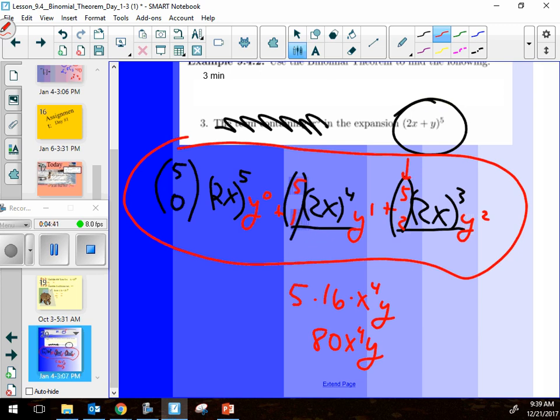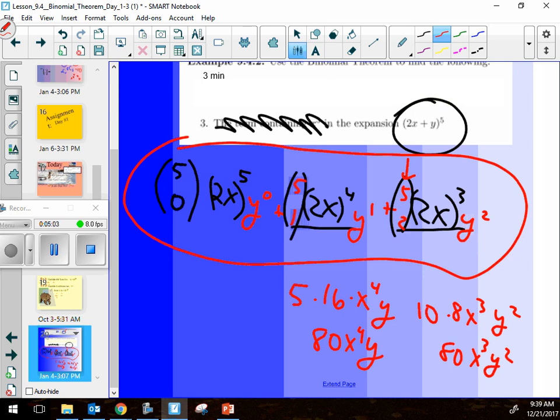5 choose 2, I don't know that one off the top of my head. Did we do that one? Is that 10? Okay, so then if this is 10, and then this 2 to the 3rd is 8, x to the 3rd, y squared. That would be 80, x to the 3rd, y squared. That'd be your third term.